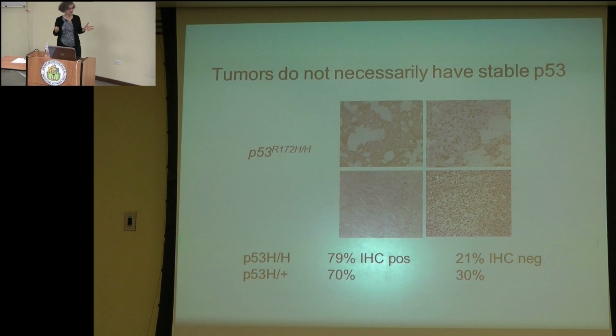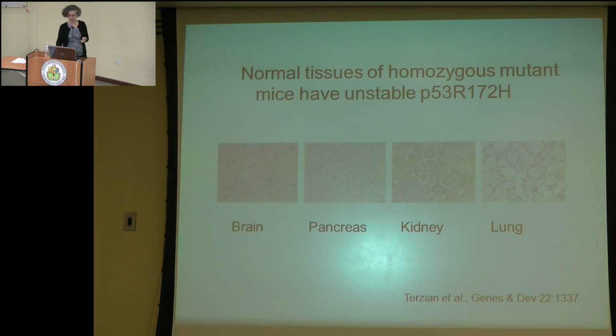I mean, we think mutant p53 should be stable, and it's not. So I had a terrific postdoc in my lab who just went back one step and said, let's not look at tumors, let's look at normal tissues. Here is just some of the many tissues that she looked at in a mouse. This mouse is homozygous for this mutant allele, and there is no stable mutant p53 in these cells. So that got us thinking.